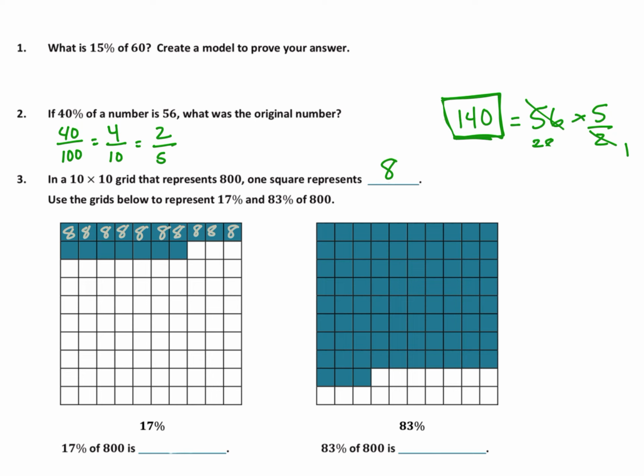Okay, so 10 across is 8 sets of 10, which would be 80. And then we have 7 more sets of 8. 8 times 7 is 56. So total for this one would be 136. On this one, we have 8 in every box also.